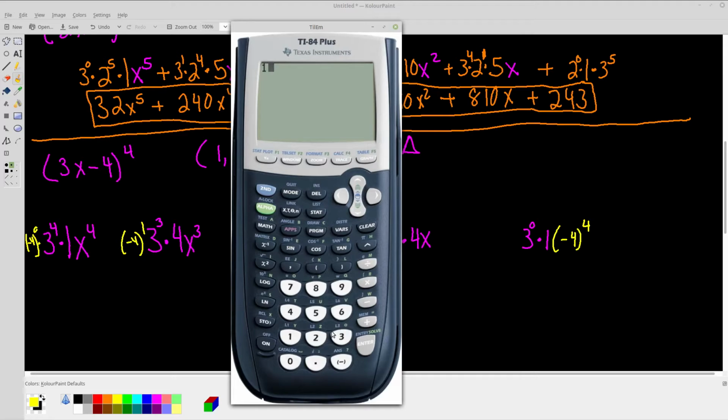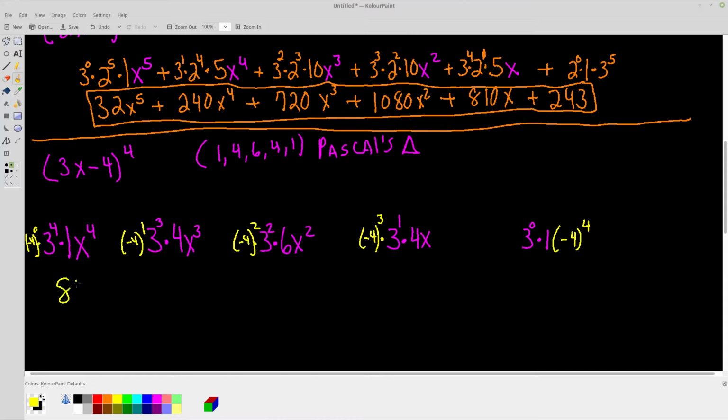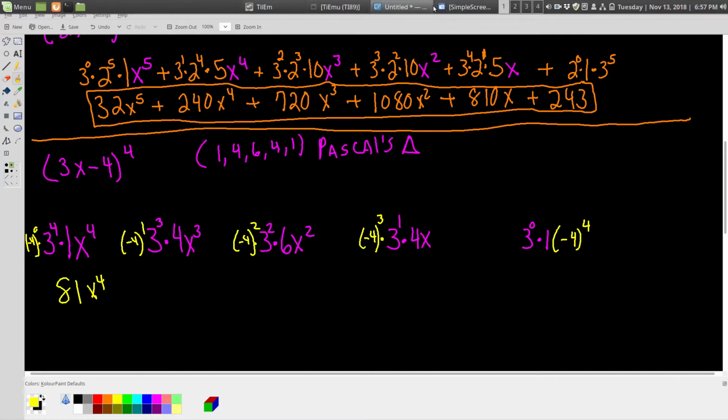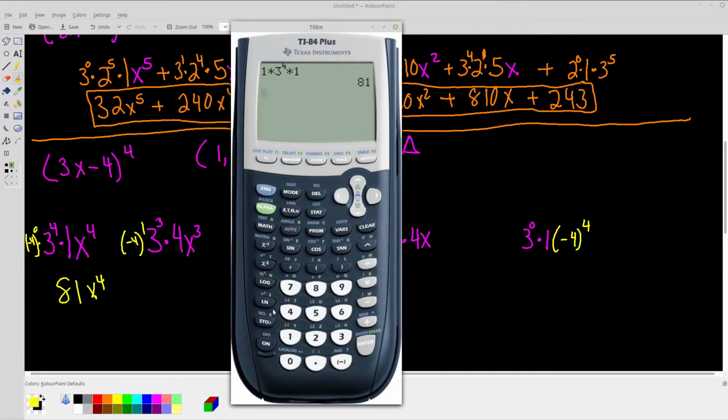So we have 1 times 3 raised to the 4th. Then we've got times 1. So this first term should be 81. All right, so we have 81 x to the 4th. Now we've got this term to deal with, so let's deal with this. Whew. I say deal with because this is a little bit of work.